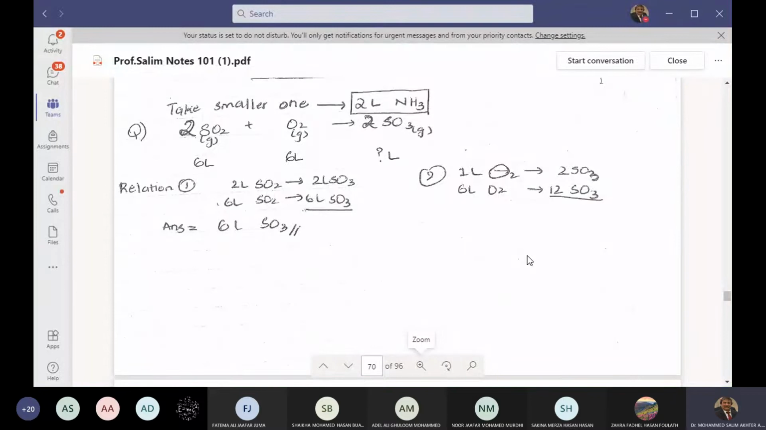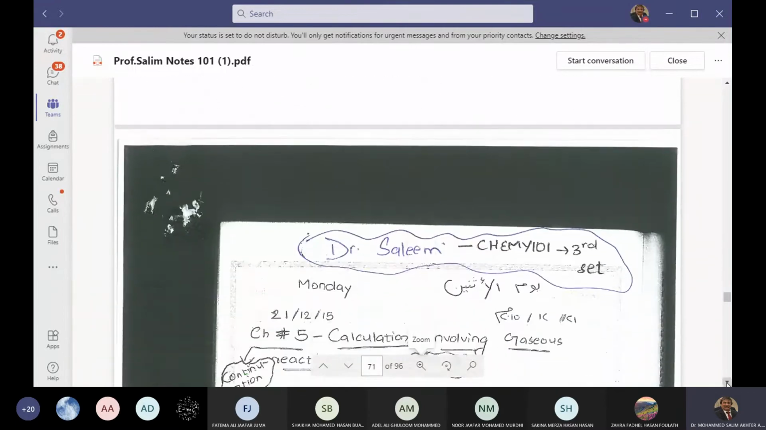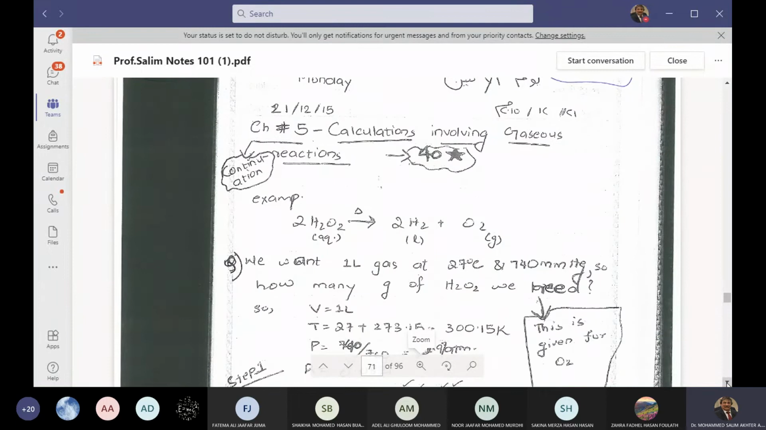Make sure when you solve the questions related to this, make sure your equation is balanced. When you get two answers for the same product, then you choose the smaller answer, as you have mentioned in limiting reagent. Then my friend, let's go and start with this. This is called calculations involving gaseous reactions.